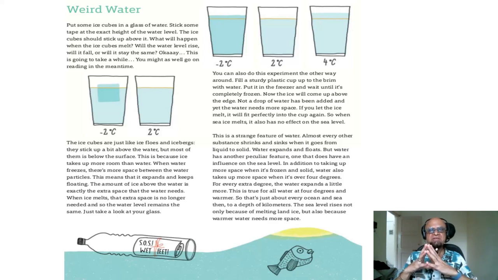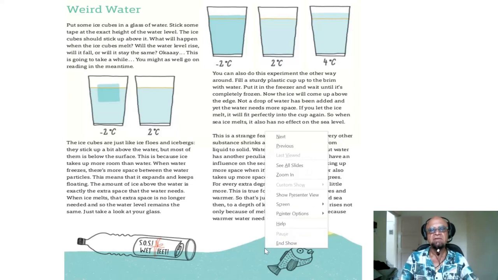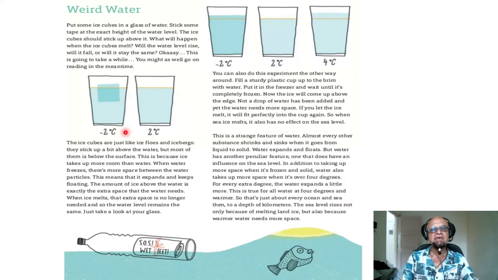unique properties. Of course, on Earth we have it frozen in glaciers and as water vapor in the atmosphere, and we have water in the lakes and rivers and so on. So it is in all its forms on Earth naturally. So you can now put some ice cubes in a glass of water, stick some tape at the exact height of the water level. The ice cubes should stick up above it because it floats.